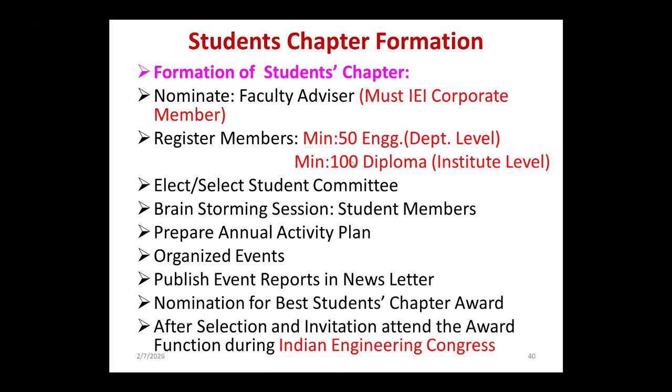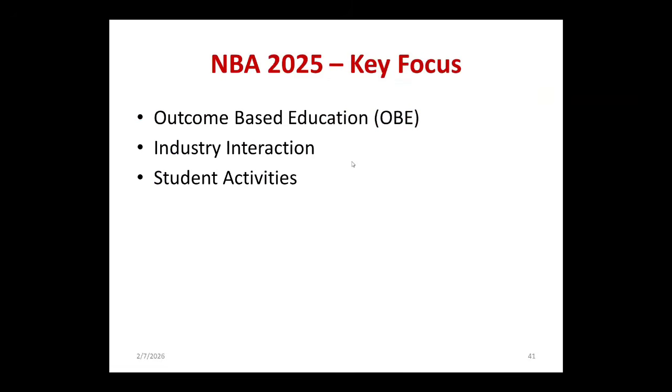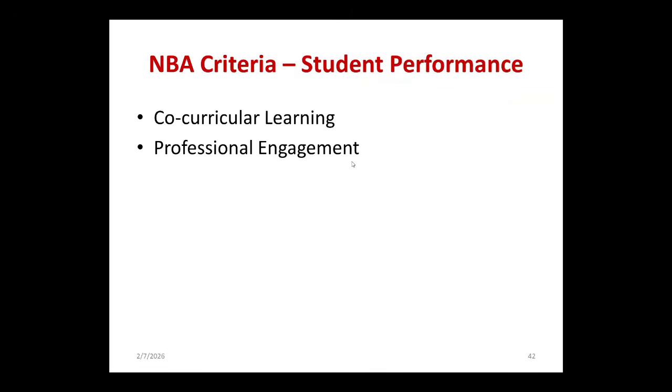Then after selection and invitation, you attend the award function during the engineering congress, and that is another point: try to get the evidence proof for that. Take some good quality photographs of your award-taking event, and you can attach them for your NAC and NBA purposes. NBA is basically focusing on OBE, industry interaction, and student activities, so all those evidences are very essential from the OBE point of view. Then the NBA criterion of student performance is there, where you can highlight co-curricular learning and professional engagement activities with the help of evidence proof.